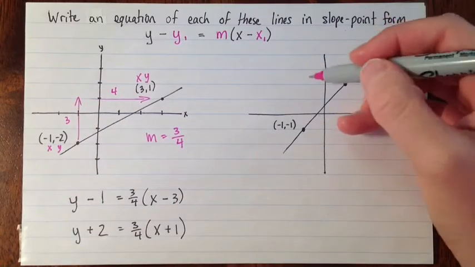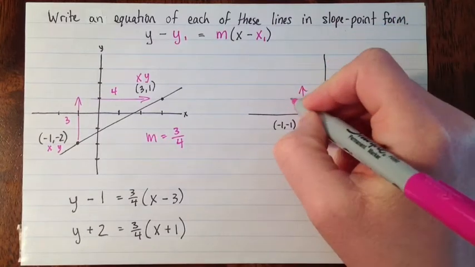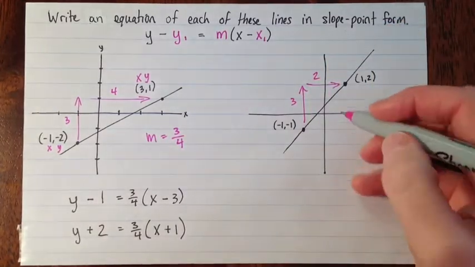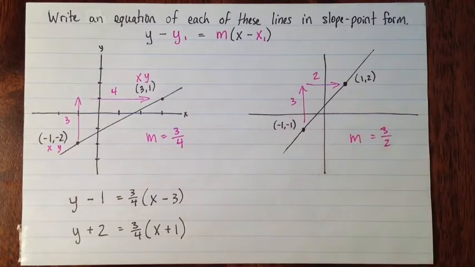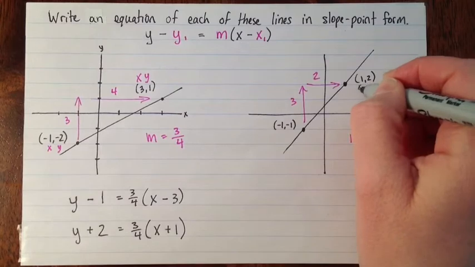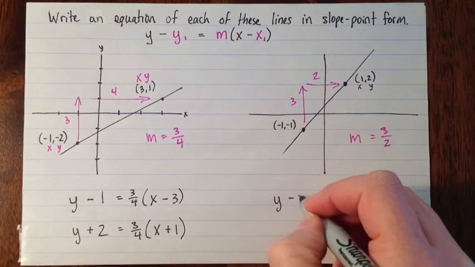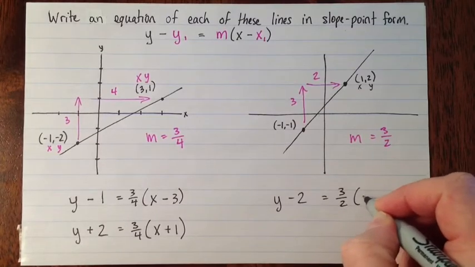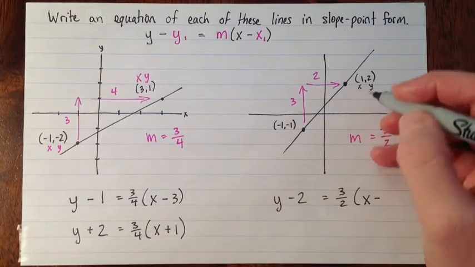Alright, let's look at the next one. So I'll find the slope again. So a rise of 3, we've got a run of 2, so the slope is 3/2. So I'll use this point first, x, y. So y subtract 2 equals 3/2 times x subtract, my x value is 1.